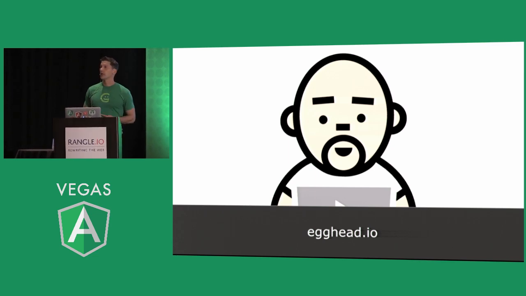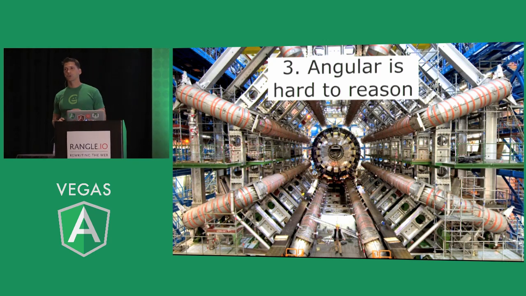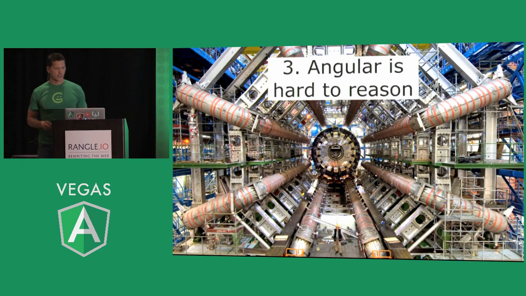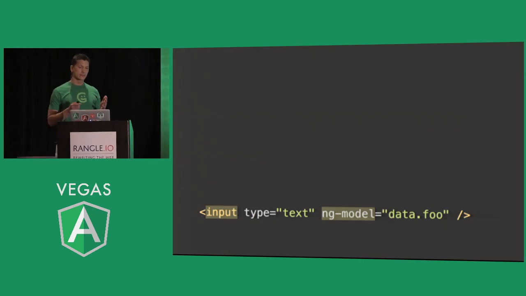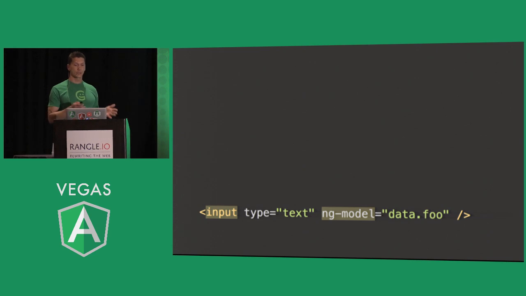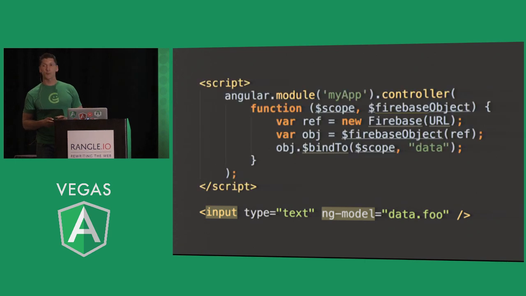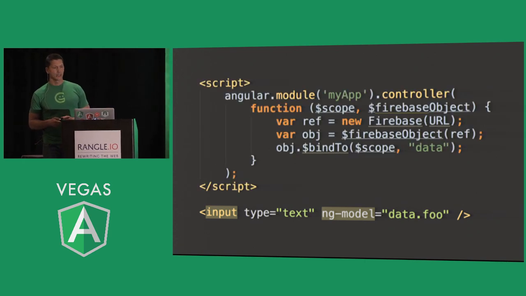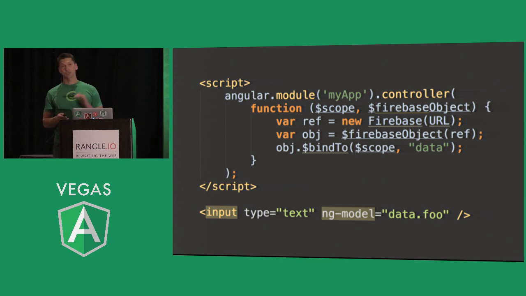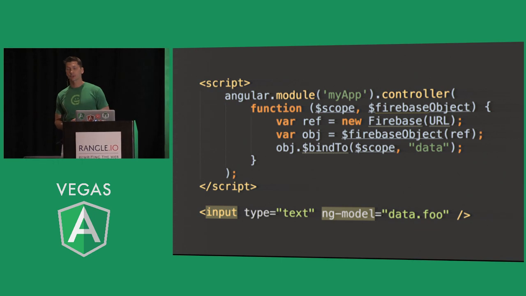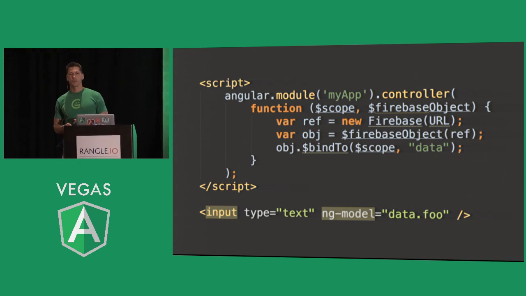And that's where the third area of criticism comes in, that Angular is hard to reason. So what does this mean? Let's take a simple input box with ng-model, two-way data binding. And let's pick it up a notch and add three-way data binding with Firebase. Now, it is awesome what you can do with just a very small amount of code. I mean, the stuff Yuri talked about with Meteor also is really cool.